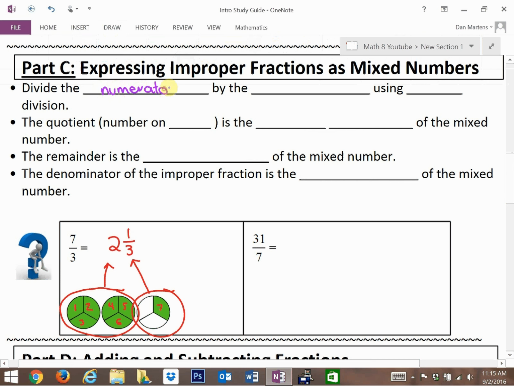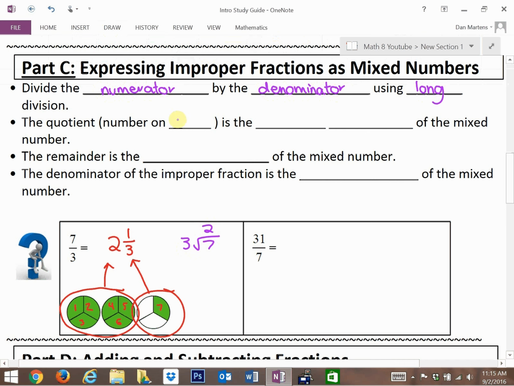Or you can do this in your head. A lot of you who are stronger with your mathematics and numbers know how to do this stuff in your head. So divide the numerator by the denominator. As long as you're getting the correct answer and understand the concept, you'll be absolutely fine. So using long division. So for example, 3 goes into 7 2 times.